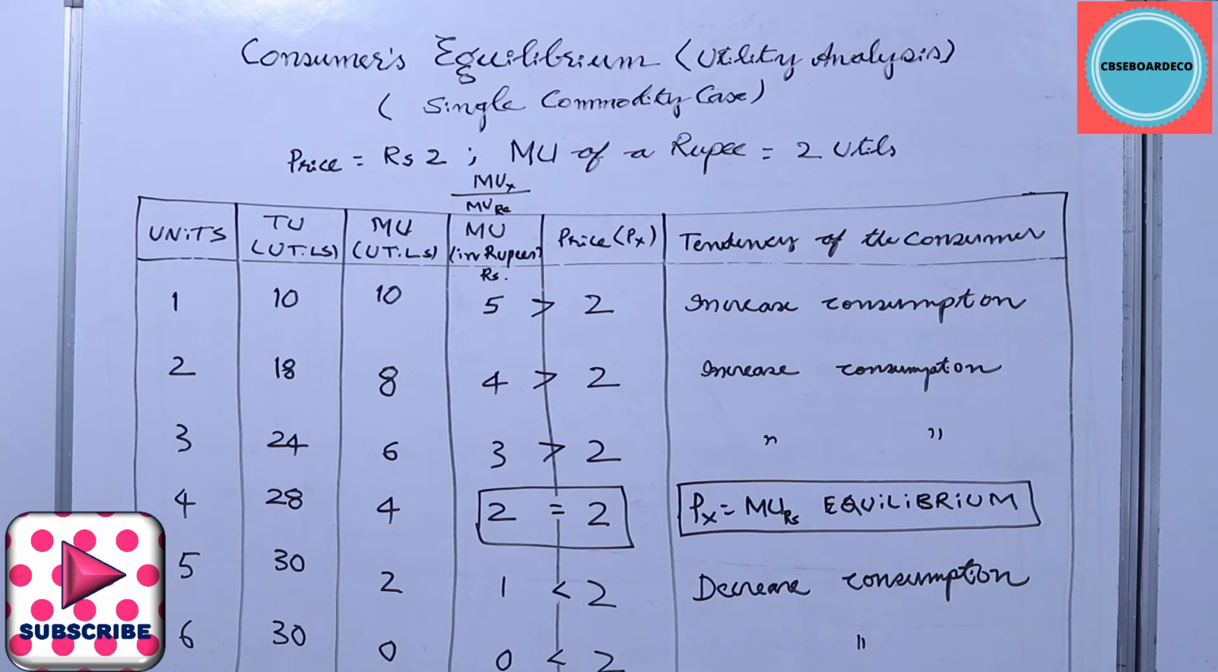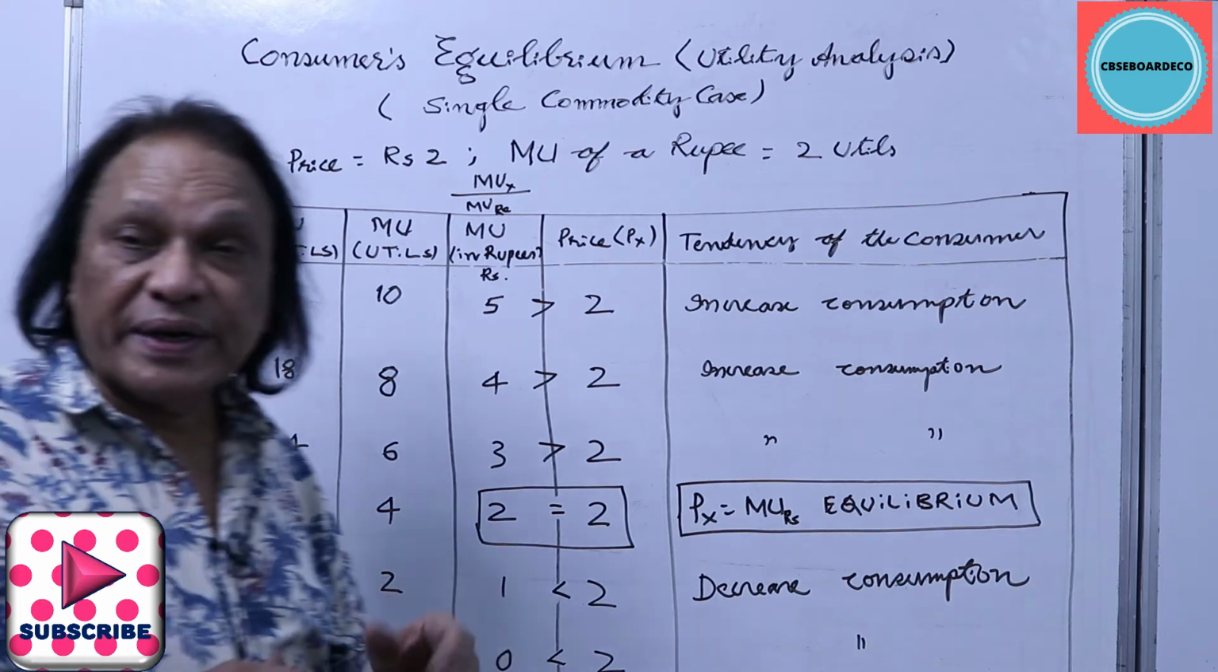1, 2, 3 units. He won't stop here because his marginal utility in terms of money is greater than the price. If he goes beyond the fourth unit, then the consumer will be a loser because he's paying more money than what he's getting. I hope you got an idea about it.